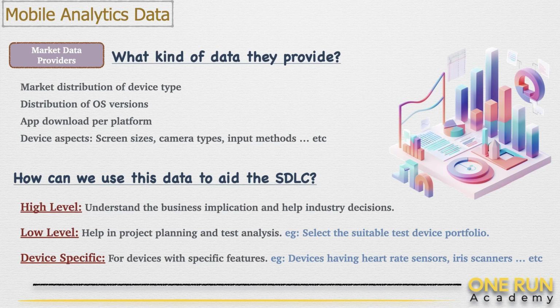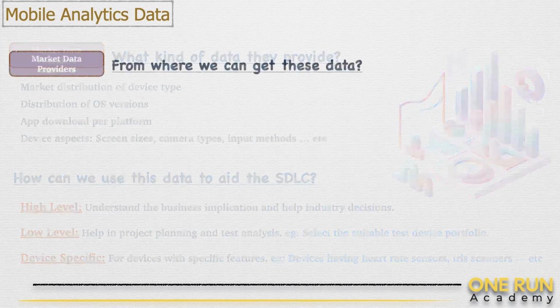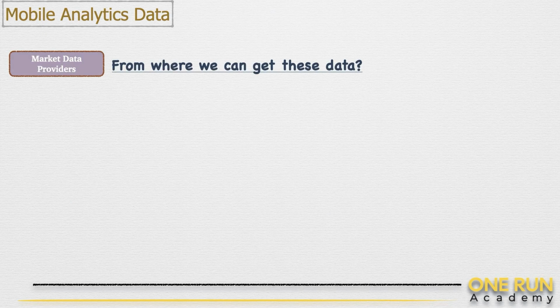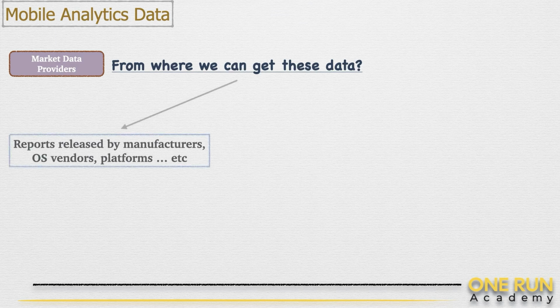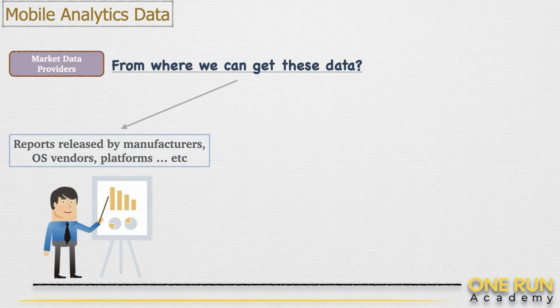Now we understand the importance of such mobile analytics data, a question arises. From where can we get such priceless data? Fortunately, there are a lot of resources we can rely on. First, we have the regular reports released by the manufacturers or OS vendors themselves. So you probably heard or read somewhere about the annual or quarterly reports released by Samsung or Apple, for example. They state how many devices they have sold, which models they have sold the most, and where the sales are distributed. Another resource we can rely on to get these data is the third-party data providers.